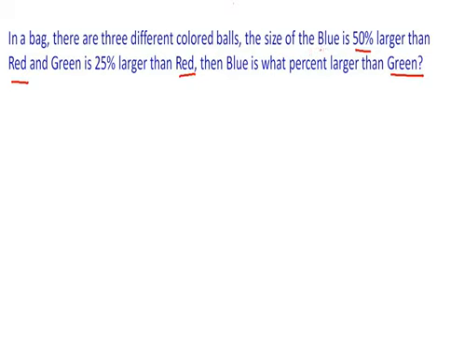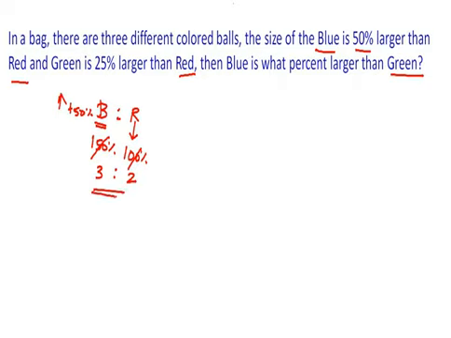So let's start with the first case, blue and red. So what is given? Blue is 50% larger than red. So if we assume red as 100% in size, what would be the assumption for blue? 50% larger, right? So we can assume that the size of the blue ball is 150%. Now simplify. This would become 3, this would become 2. So the ratio between the blue and red ball size is 3:2.